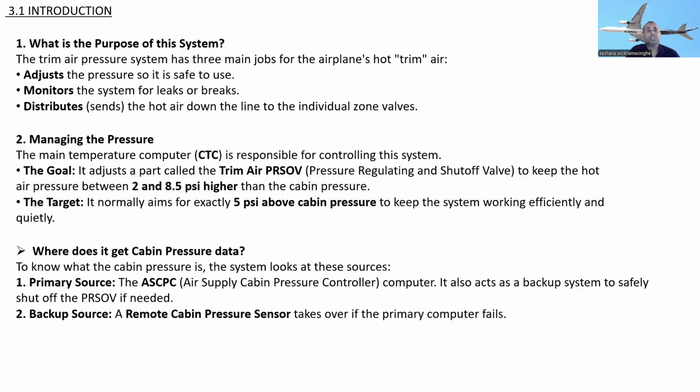Okay, so the trim air pressure system has three main jobs for the airplane's hot trim air. What are these? Adjust, monitors, and distributes. Adjust means adjusting the pressure so it is safe to use, monitoring the system for leaks and breaks, and distributing the hot air down the line to individual zone valves, right?